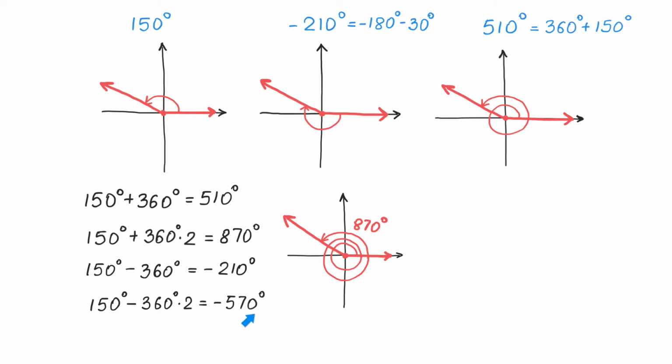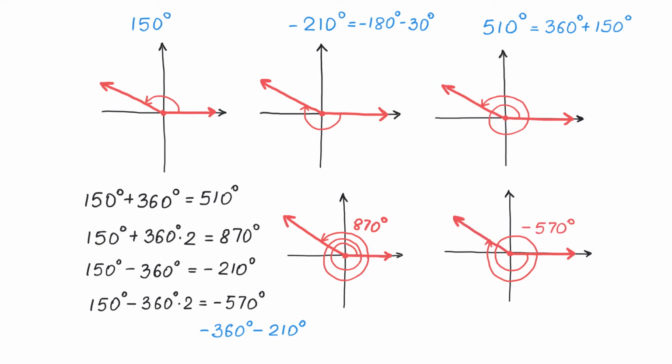Now let's draw this angle too. First, we will start with the initial side. Then, because this is a negative angle, we will move clockwise. And for convenience, I will split this angle into negative 360 degrees and another negative 210 degrees. So let's move clockwise and have one full rotation and another 210 degrees. And now we will draw the terminal side. And now all the angles that we see here are coterminal with each other.